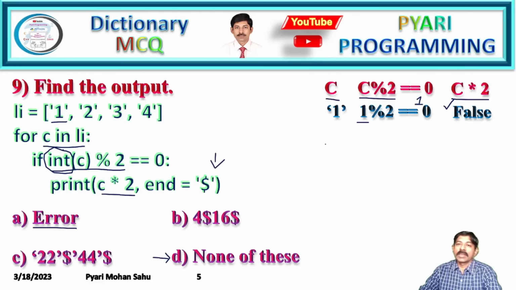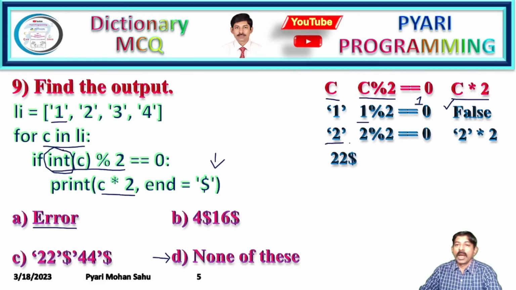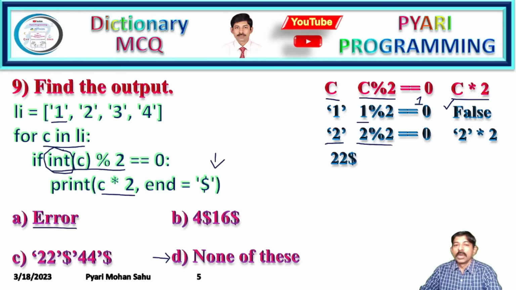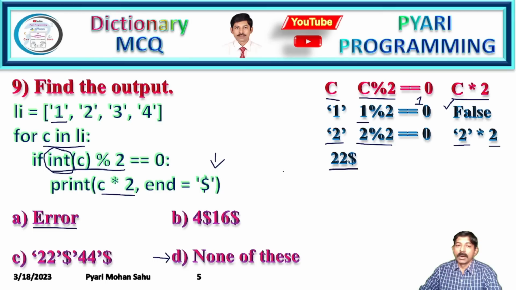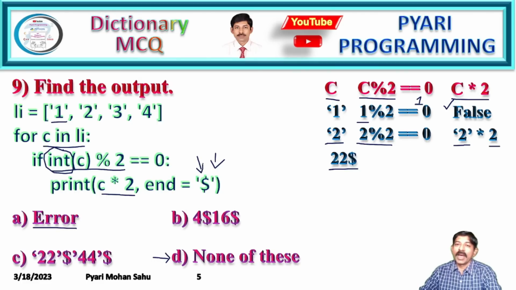Now the loop will extract the next value, which is your 2 in the form of a character. Now I am converting it into an integer. 2 modulo 2, the remainder is 0. That's why it is true. If it is true, it will execute c into 2. Now c is in the form of a character into 2. So that means 2 times 2 will be repeated with a dollar symbol, because we have used end dollar. That means the default end is the new line character, but here I am replacing it with the dollar symbol.